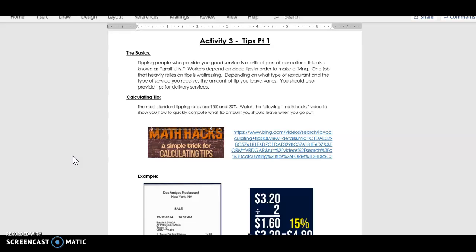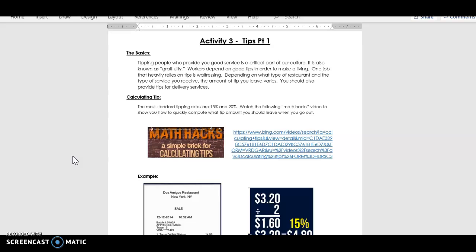So if you're out at a restaurant or you have a delivery service, gratuity might be the word that you see, and it also is just a fancy word for tips. Workers depend on good tips in order to make a living. If you've been in any of my practical math classes, we've discussed some of the service industry jobs and how they sometimes have a lower base income. And again, they rely on tips.